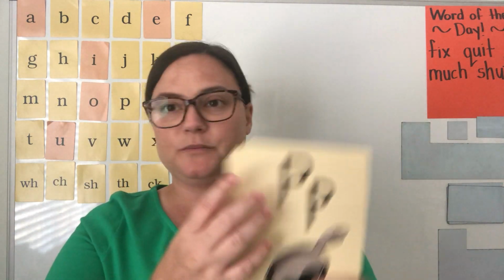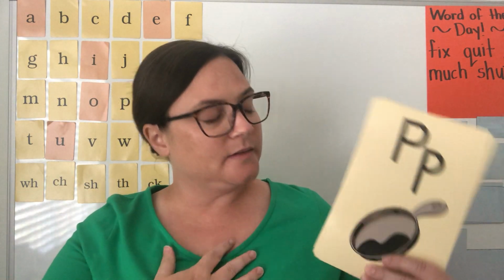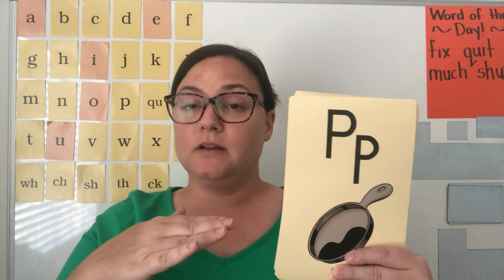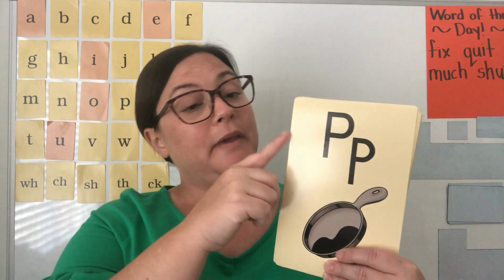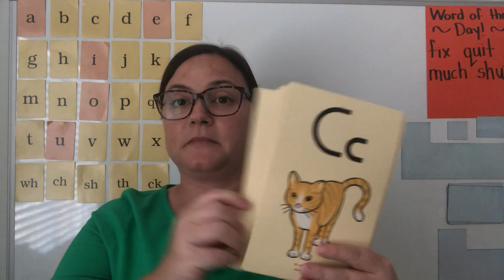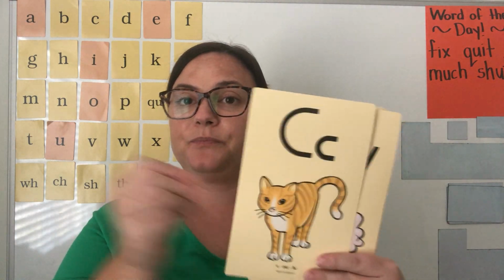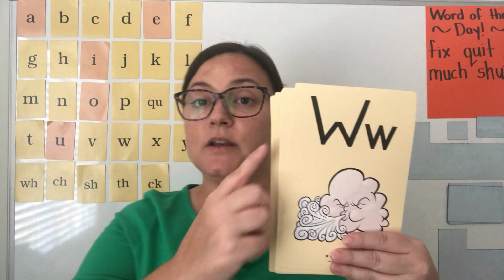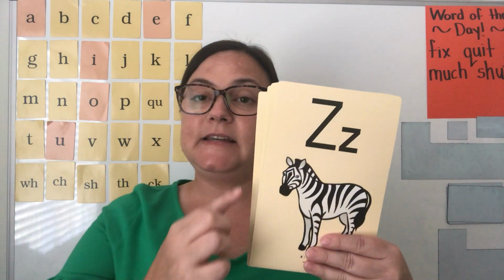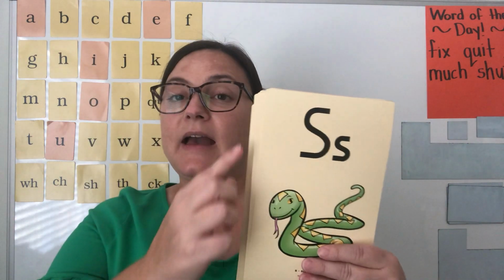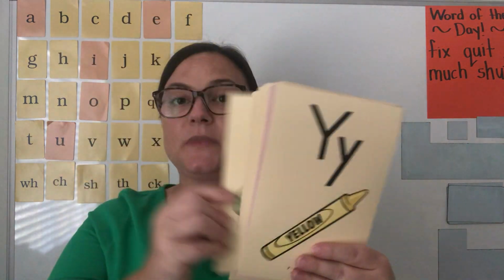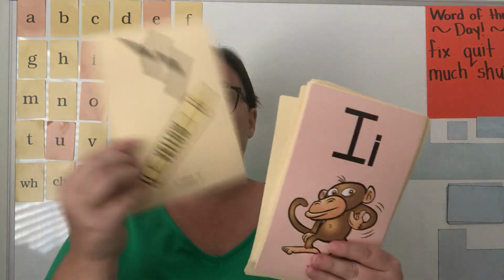B, oops, see, we all make mistakes sometimes, so we gotta slow down and start again. Ready? P, pan, p. C, cat, k. W, wind, w. Z, zebra, z.